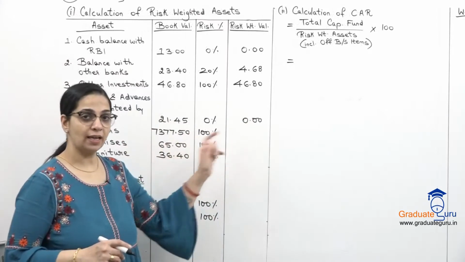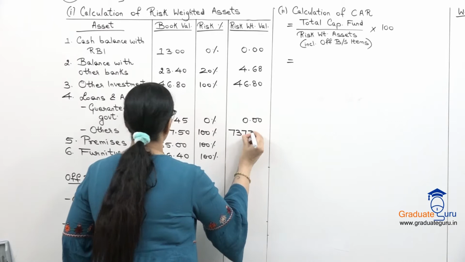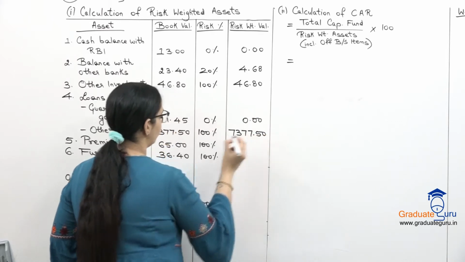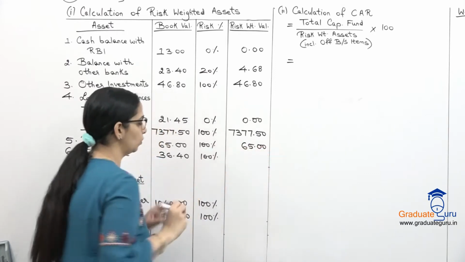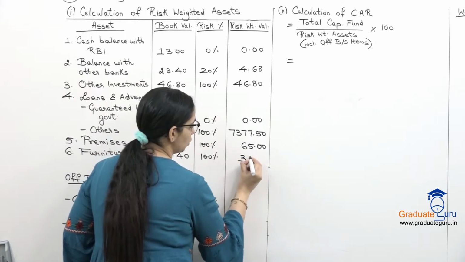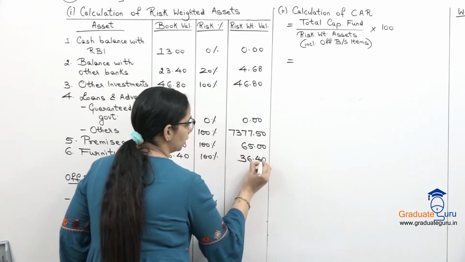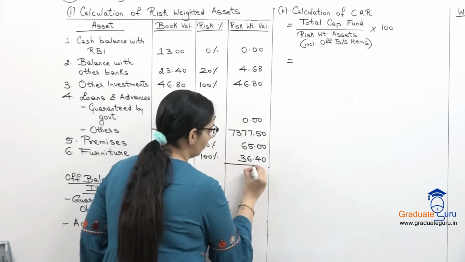And then this is again 100%. So when we multiply, we get the same number. 7377.50. Again 65 into 100% will be 65. And 36.40 into 100 will be 36.40. So let us take a subtotal first.